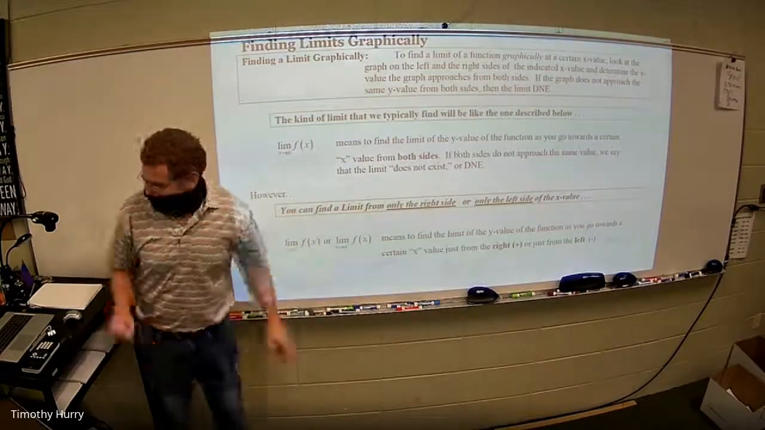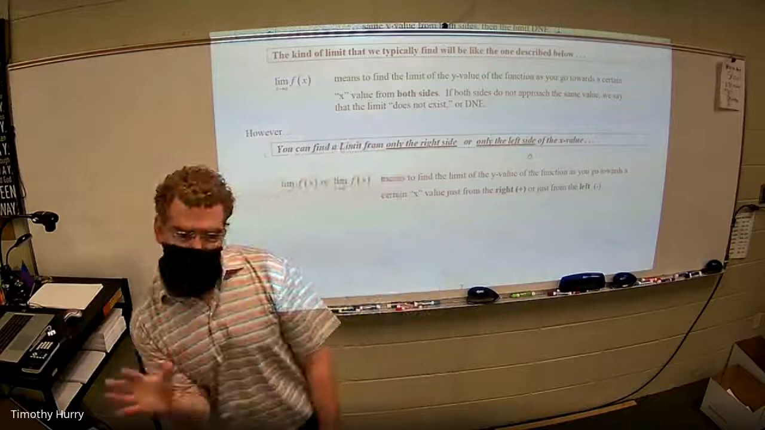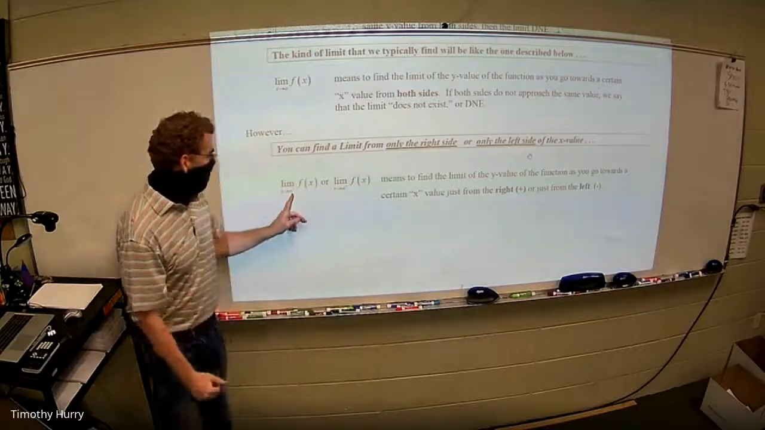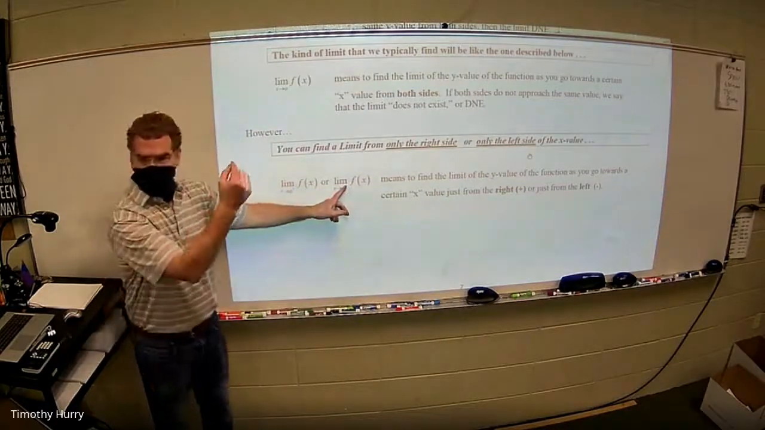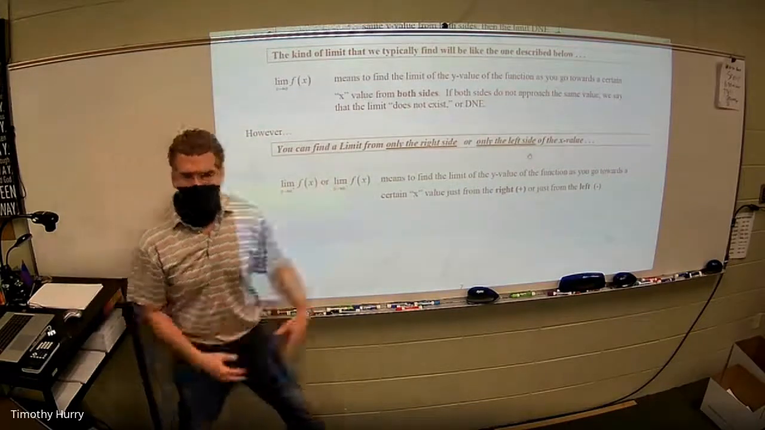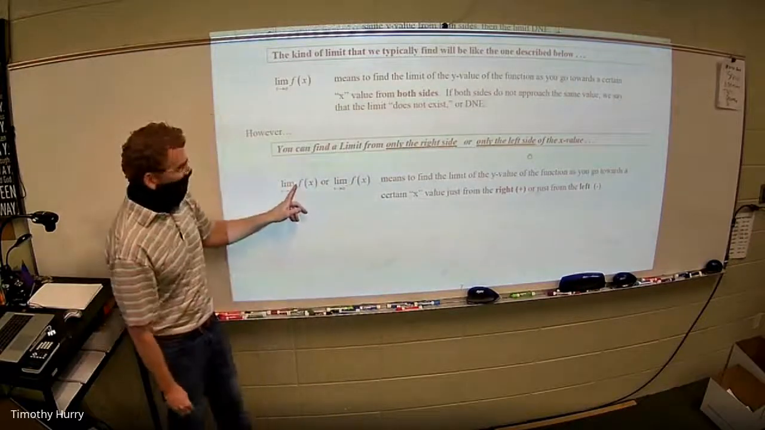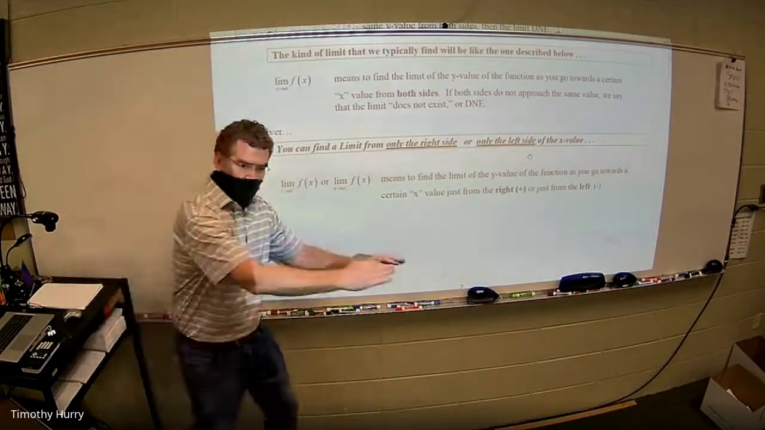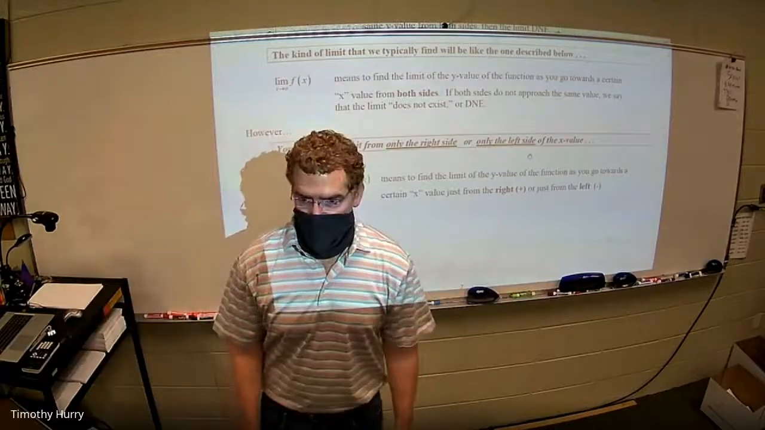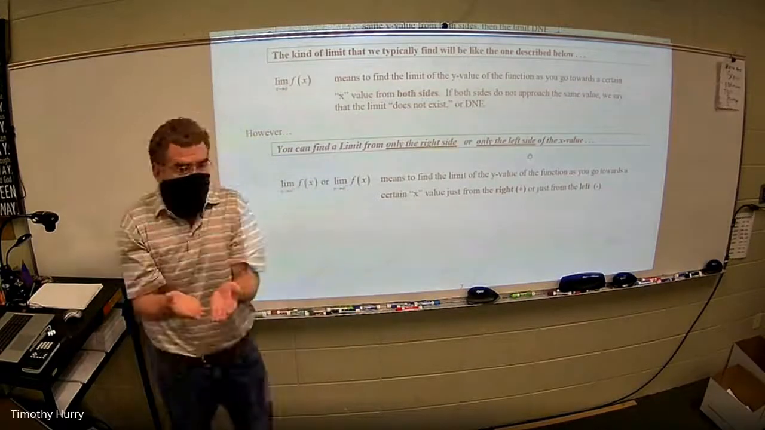Every now and then, I don't want to check the limit from both sides. I want to check it just from one side. If I want to check from the left side of a value, I would write A with a little negative where the exponent would be. That means from the left side of A, the negative side, even though A might be a positive number. If I want to check from just the right side, I put A with a little plus sign where the exponent would be. That says only check from the right side. If I don't see that negative or positive there, you check from both sides. Don't confuse that negative or positive exponent with a negative or positive out front, which just means look at that negative number.